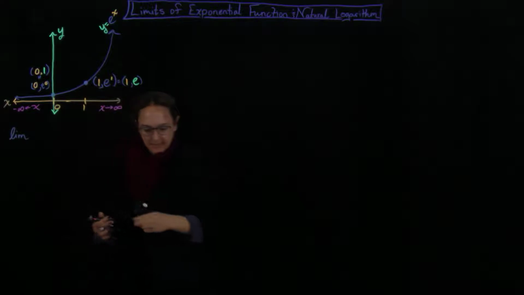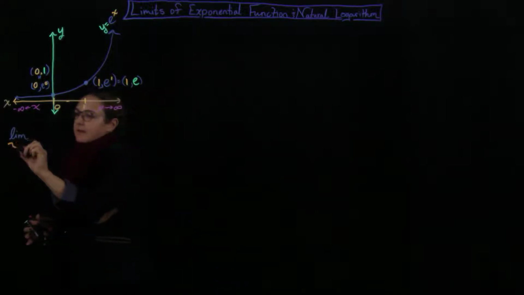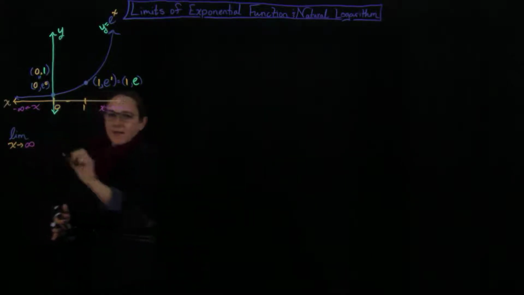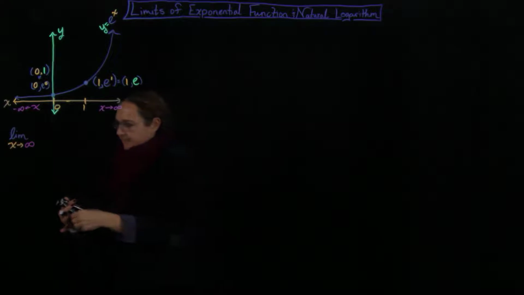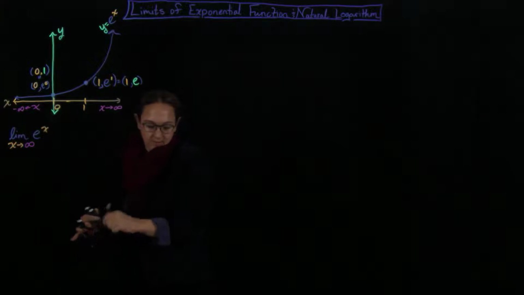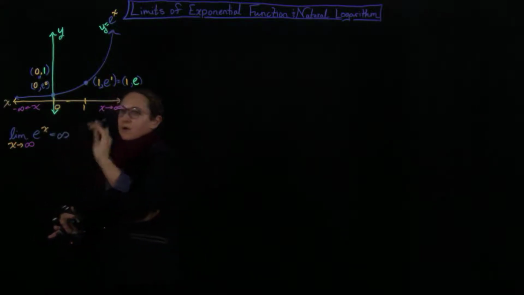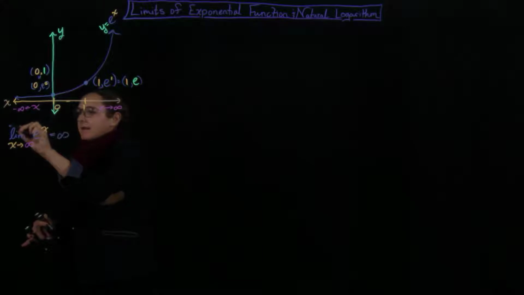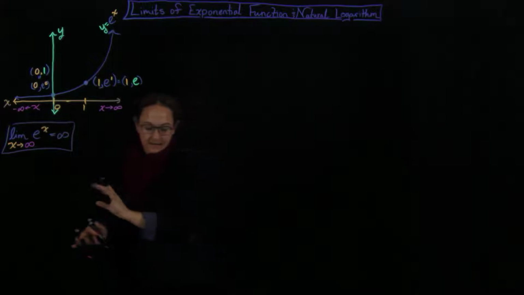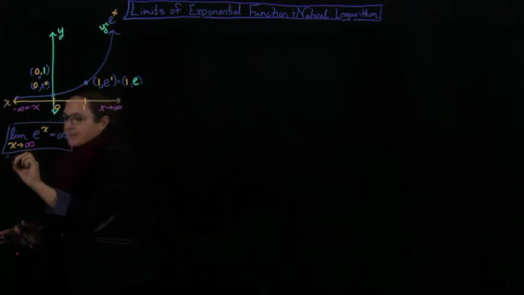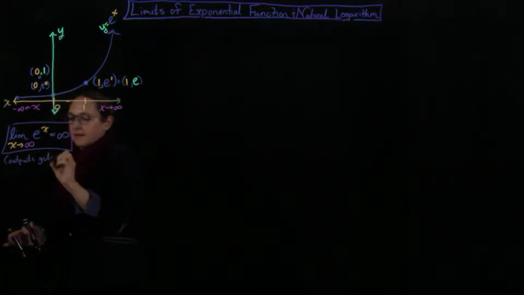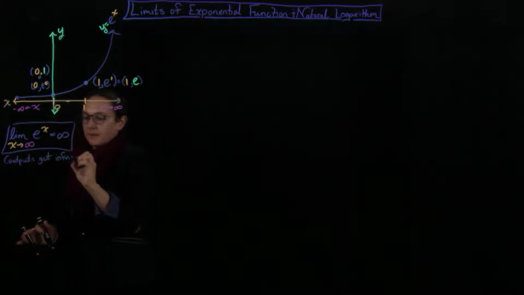So the first limit I'm going to look at is the one that you can really guess from the graph, which is that if x goes to infinity, then e to the x is also going to infinity. We can tell because the graph goes up infinitely, but another explanation is that the outputs just get infinitely big positive.